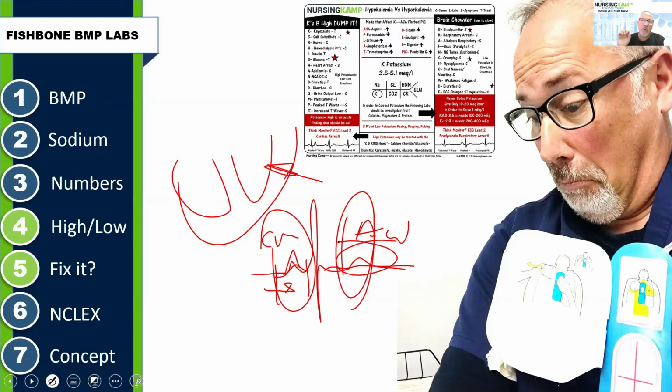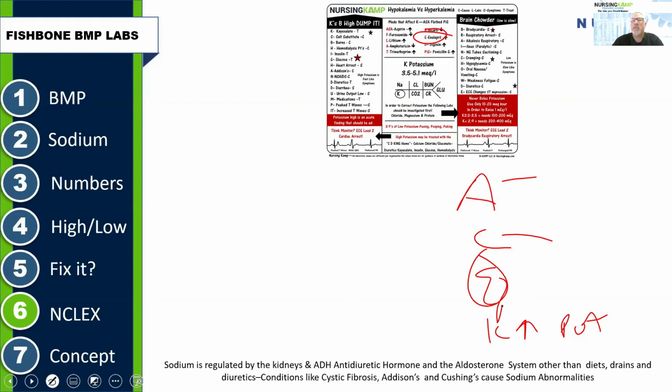Now, NCLEX will never ever test you on ECG. So do you need to know it? This side, I think it's good to know. It's a little bit nuts to know, but it is important. And that's why we look at hyperkalemia as a priority for cardiac arrest.